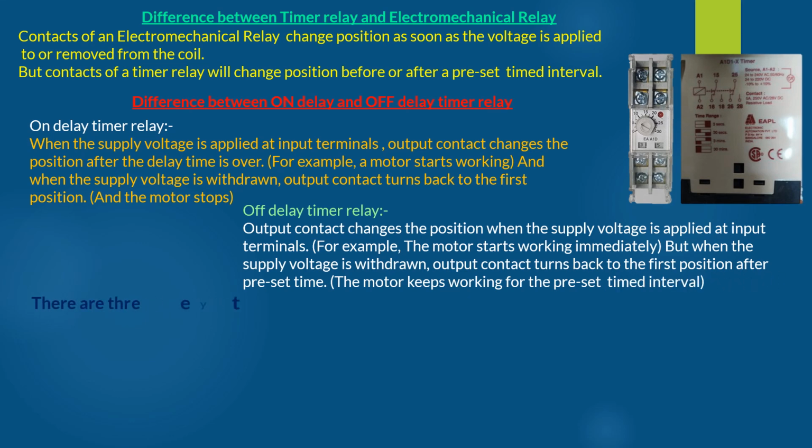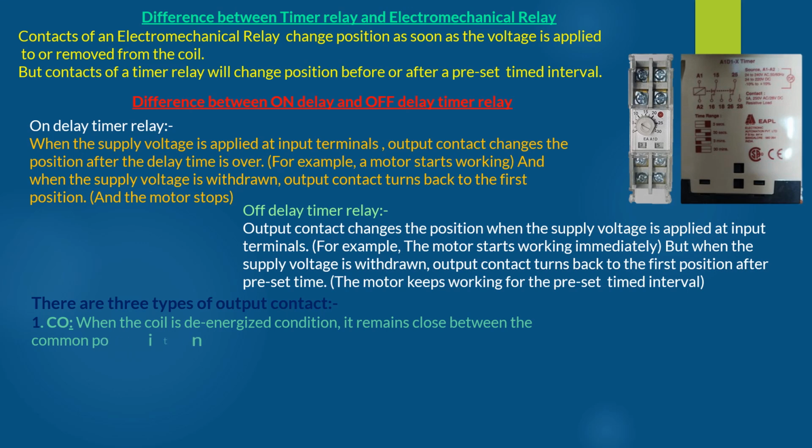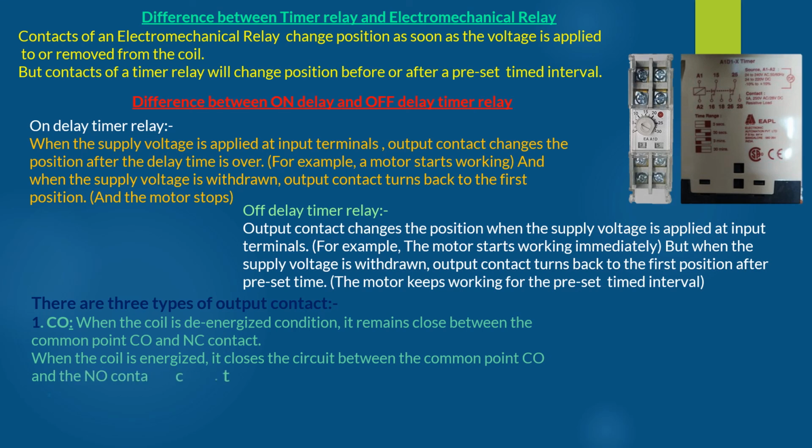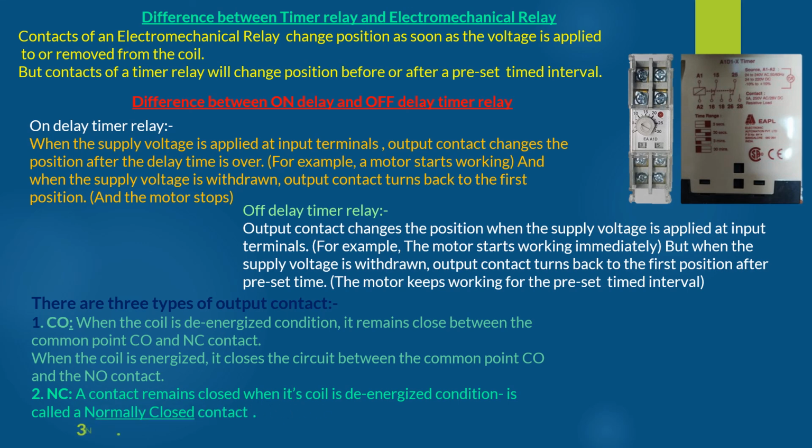There are three types of output contact. One, CO: when the coil is in de-energized condition, it remains closed between the common point CO and the NC contact. When the coil is energized, it closes the circuit between the common point CO and the NO contact. Two, NC: a contact that remains closed when its coil is de-energized is called a normally closed contact. Three, NO: a contact that closes when actuated is called a normally open contact. Please look at the pictures.